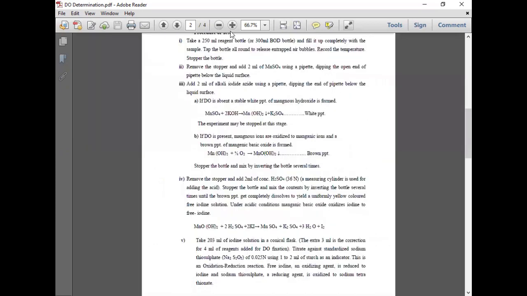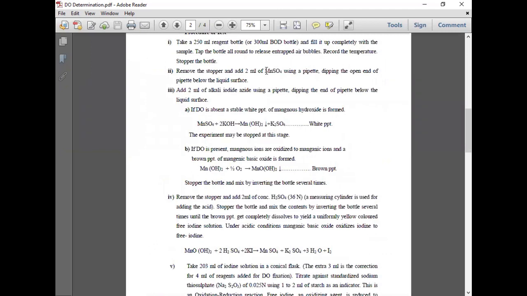Next, we are going to remove the stopper and add 2 ml of MnSO4, that is manganese sulfate, using a pipette, dipping the open end of the pipette below the liquid surface. After adding 2 ml of MnSO4, we are going to add 2 ml of alkali iodide acid using a pipette. Now this is nothing but the DO fixation process.